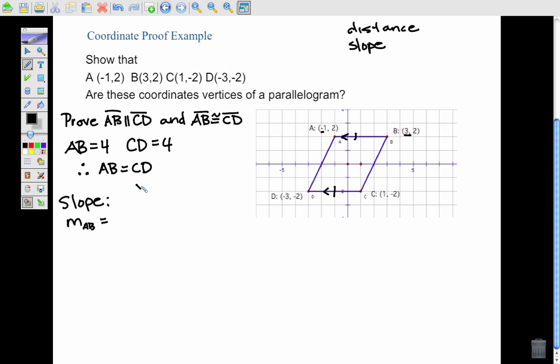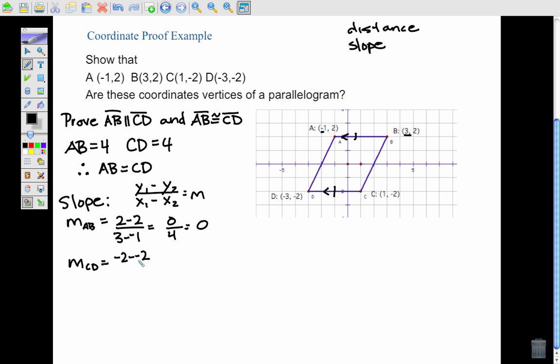Okay, so first thing we're going to find is the slope of AB. And I'm going to go ahead and write the formula out. Remember, slope is y1 minus y2 over x1 minus x2. And what we never want to do on a coordinate proof is say because it looks like it. We need to show mathematically that these slopes are the same. So if I take y minus y, I'm going to have 2 minus 2 over 3 minus -1. And that is going to equal 0 over 4, which is 0.